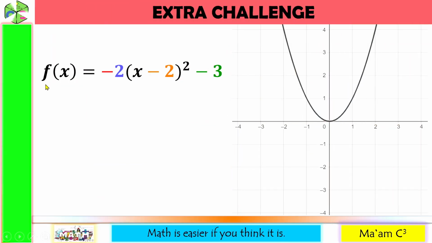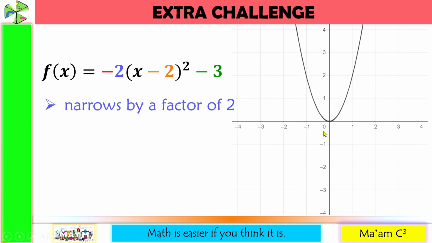So we have here f of x is equal to negative 2 times the quantity x minus 2 squared minus 3. Here again is our mother graph whose function is y equals x squared. Let us study the different transformations that will happen because of our new function. These two here will make our parabola narrower. So it will narrow by a factor of 2. Let us do that.